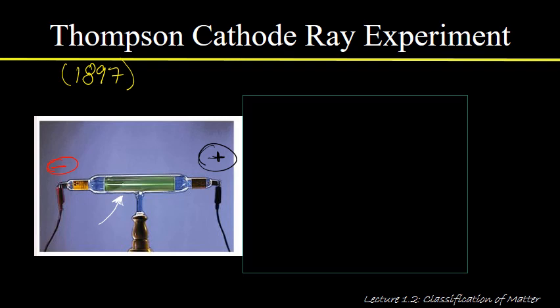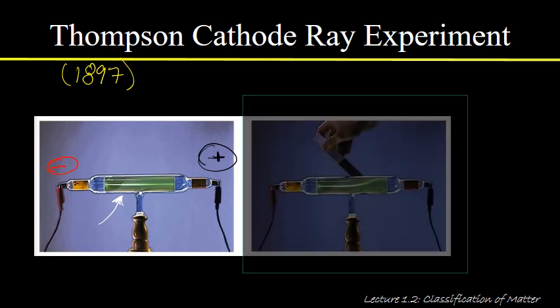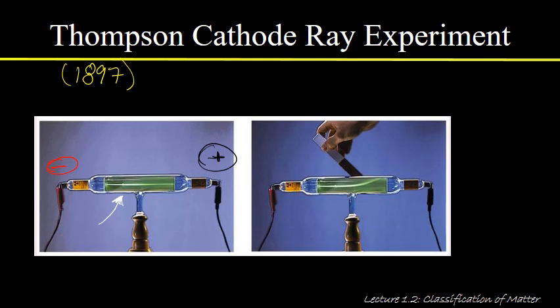And what Thomson did is he was playing around with this cathode ray, and he found that if you put a magnet next to the beam, you could cause it to change directions, right? You could bend the path of that beam. So this is a picture of someone holding a magnet next to a cathode ray.